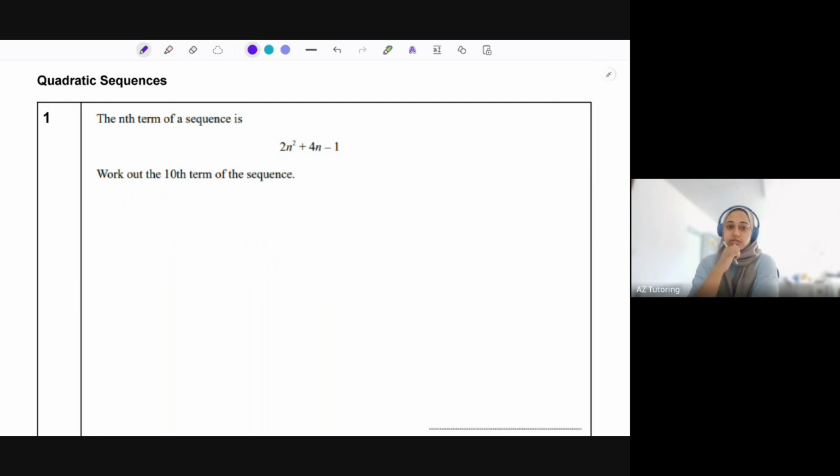So quadratic sequences, there are so many different ways to do this. So I'm going to show you one way. If you want to use this way, that's fine. If you want to use a method that you're used to and you still get the answer, you can stick with your method as well. I'll show you this method that I use.